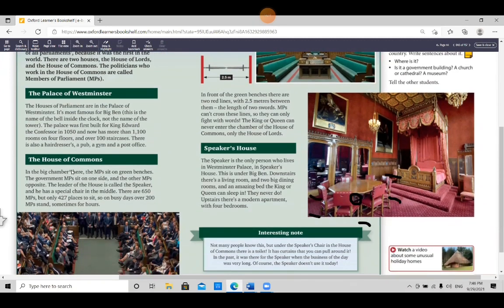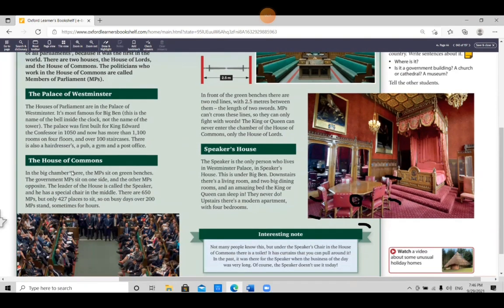Now the House of Commons. Yes, the House of Commons in the big chamber. There, the MPs sit on the green benches. The government MPs sit on one side, and the other MPs on the other side. The leader of the house is called the speaker, and he has a special chair.